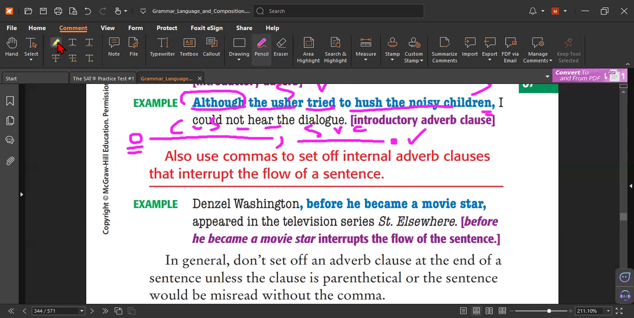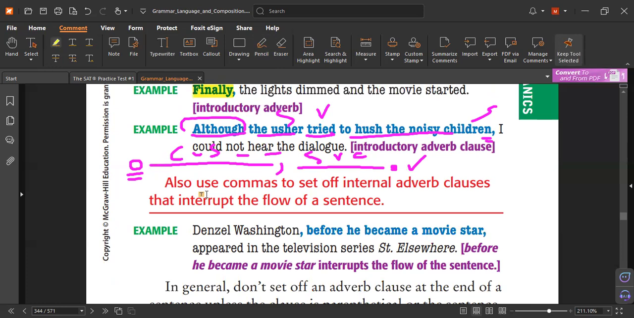All right. Here again, this is one that is very, very important. Look, it is the same rule, but the subordinate clause is in the middle. Look: before he became a movie star, Denzel appeared on television. Can we use the subordinate clause in the middle? Yes. And the two commas? Yes. So use two commas to set off an internal adverb clause in the middle.